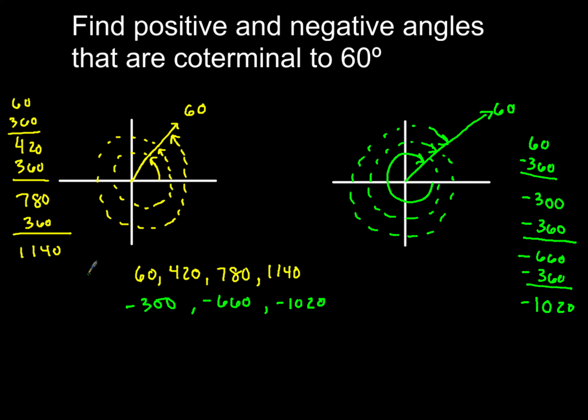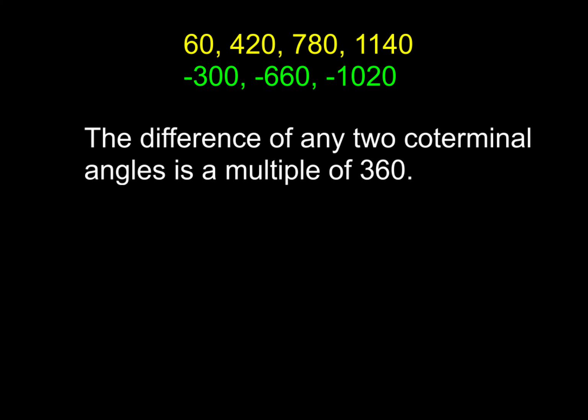Any pair of them is going to have a certain pattern. And what I want you to do is see if you can figure out that pattern. To take a look at that pattern, we're going to do a simple operation. It's pretty straightforward. The difference of any two coterminal angles is a multiple of 360.